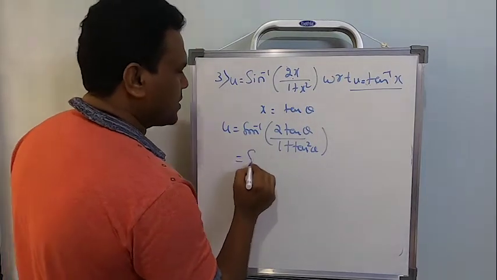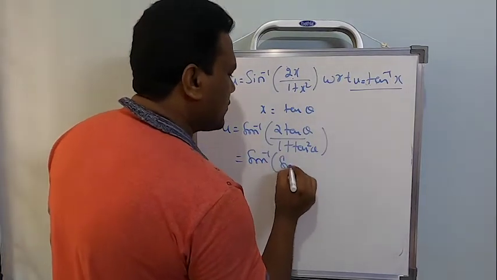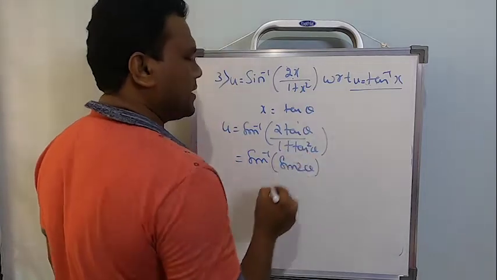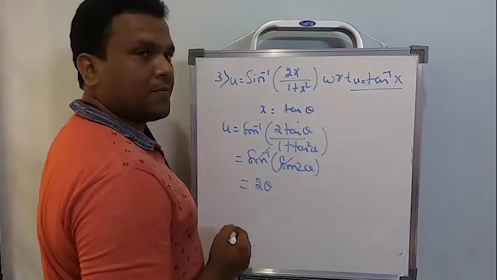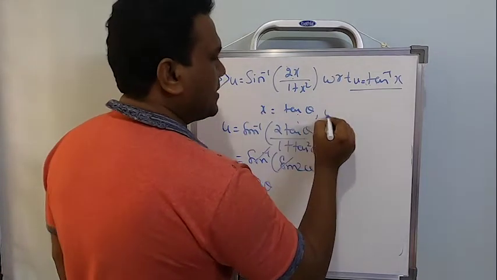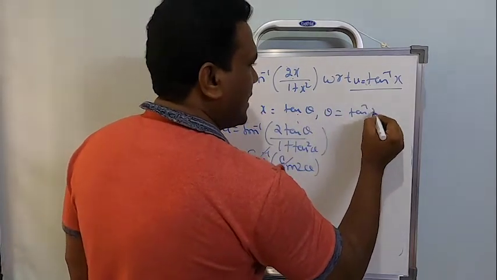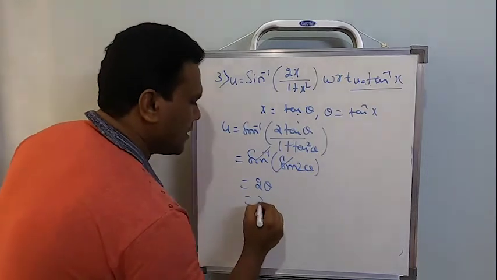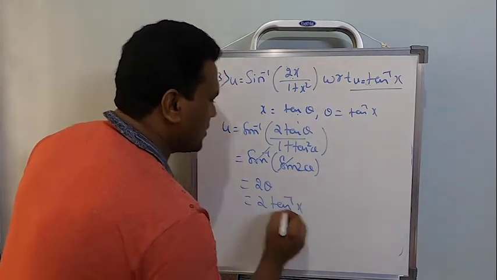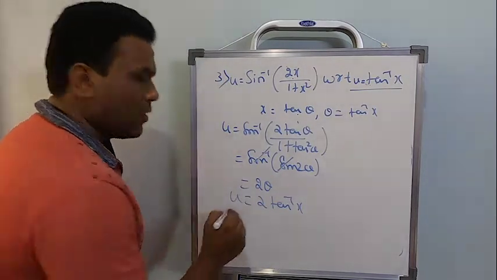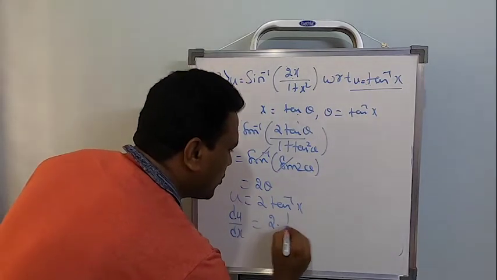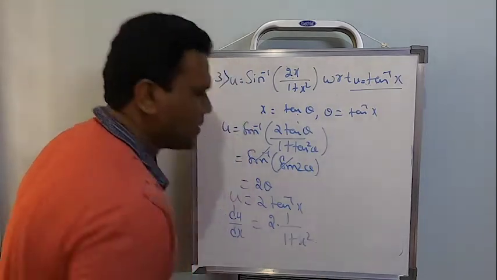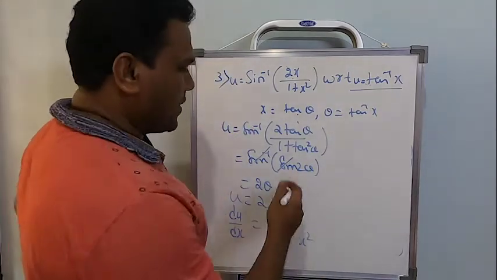And this you notice, it is sin inverse of sin 2 theta. Sin inverse of sin can be cancelled. So the remaining is 2 theta. If x equal to tan theta, then theta equal to tan inverse x. So this will be 2 tan inverse x. This is u. Now differentiate with respect to x. du by dx equal to 2 multiplied by 1 by 1 plus x square, the differentiation of tan inverse x.